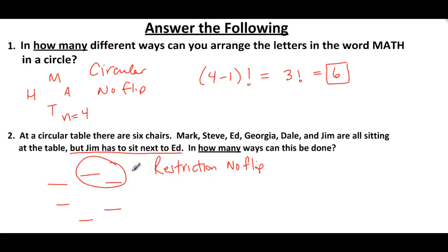So if Ed and Jim have to sit next to each other, I want to pick one chair. I don't know if it's Ed or Jim, so I have 2 options for the first chair. And then once one of them sits down, I only have one for the other. So that's Ed and Jim have sat down. But now I still have Mark, Steve, Georgia, and Dale that need to sit down. So I have 4 people. There's no restriction, so I'm just going to pick anywhere to start. I have 4 options for this one. Once someone sits down, I have 3, then 2, then 1. So again, if I go through this and multiply all of those out, I'm going to get 48 possible options.